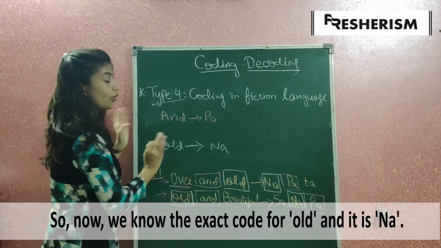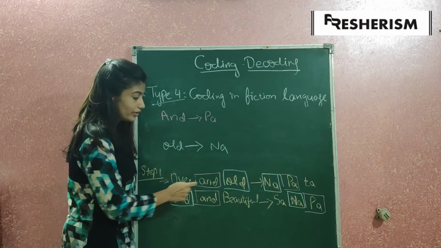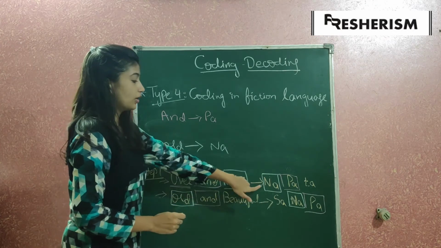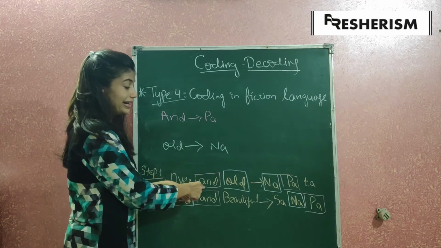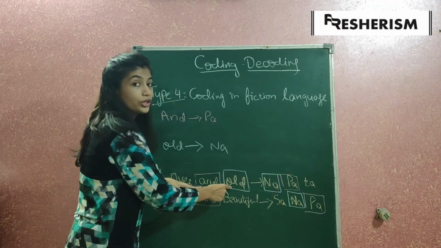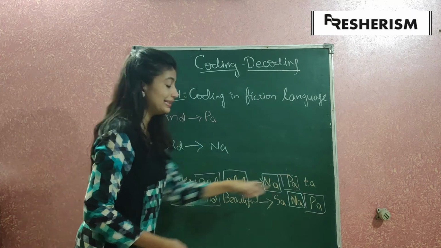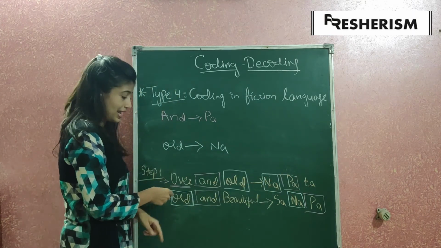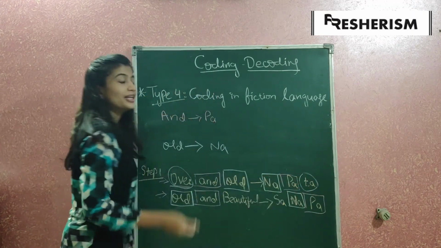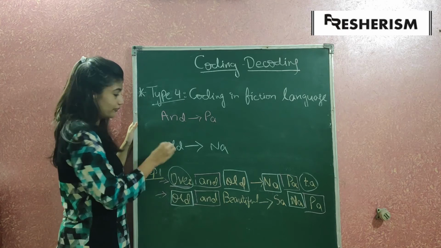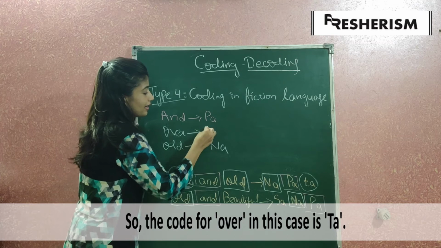Code for the word old is NA. So if I check the above question, that is over and old, the code was NA, PA and TA. But the code for the word and is PA and the word old is NA. There is only one code remaining and only one word remaining. That is over and PA, which shows that the code for the word over is PA.